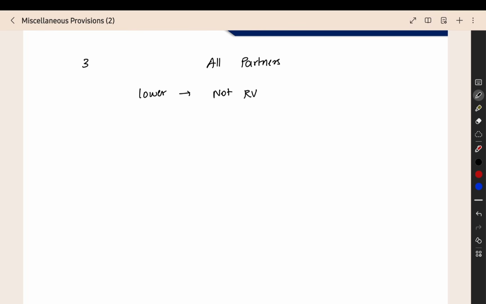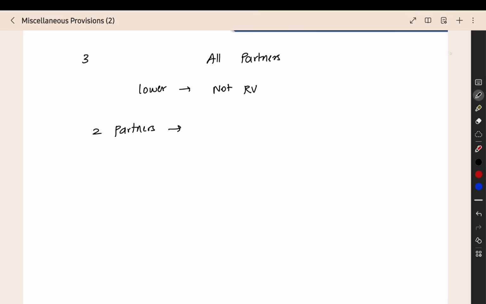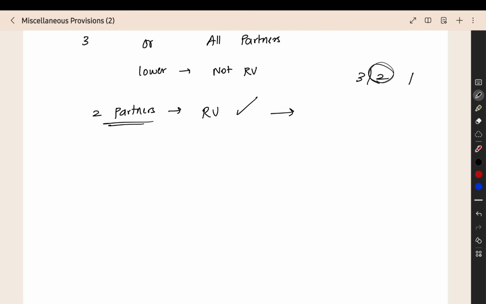For example, you are creating a partnership where there are two partners. If you want to convert this into a partnership firm and then get the registered valuer certificate, then what should happen? Three partners or all partners, whichever is lower. We have only two partners, so 3 or 2, whichever is lower, 2 will be the answer. So 2 partners should be registered valuers. If the 2 partners are not registered valuers, then you will not get the certificate.